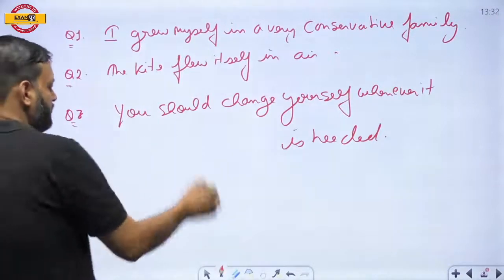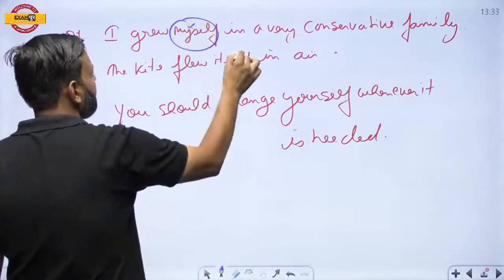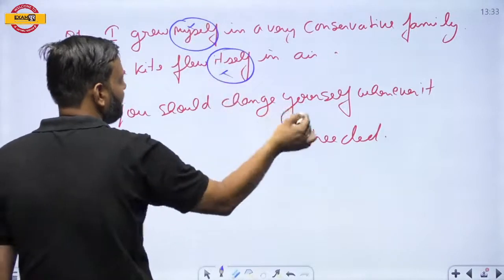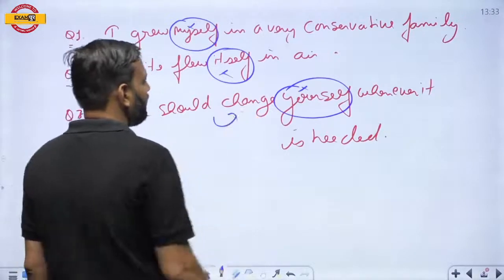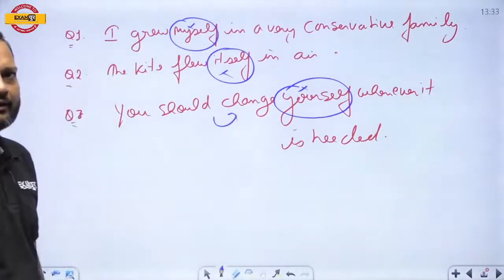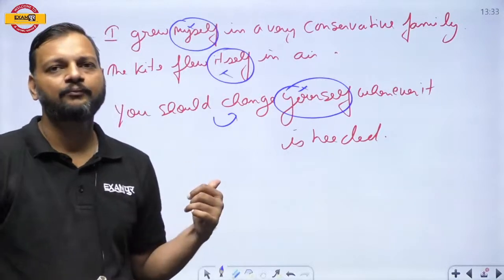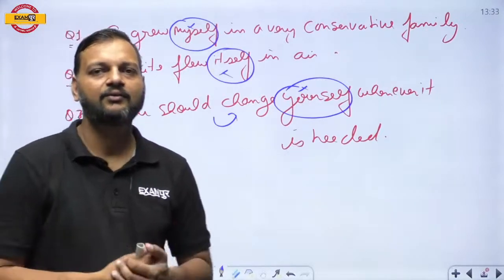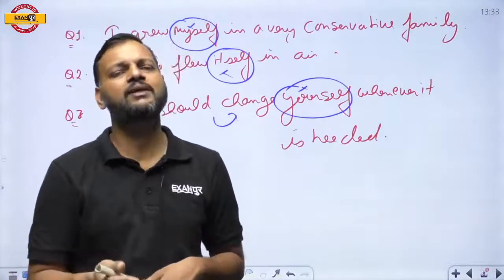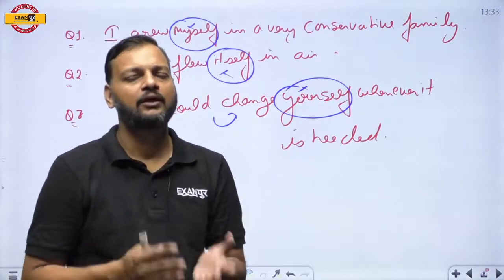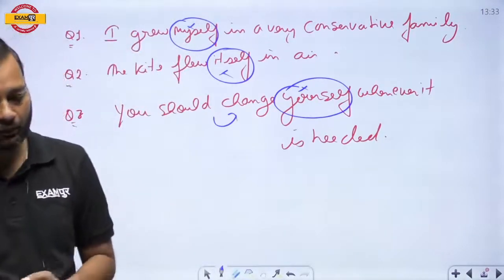So in this sentence, myself is wrong. In this sentence, itself is wrong. And in this sentence, yourself is wrong. And this sentence is a very common error. Even many teachers of English use this sentence. Okay, you should change yourself. But you should change is enough. You should change means that you have to change. You do not need to use yourself. Okay.